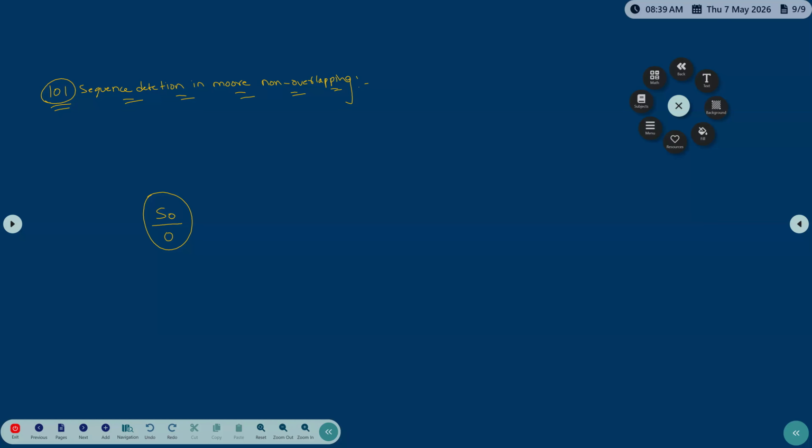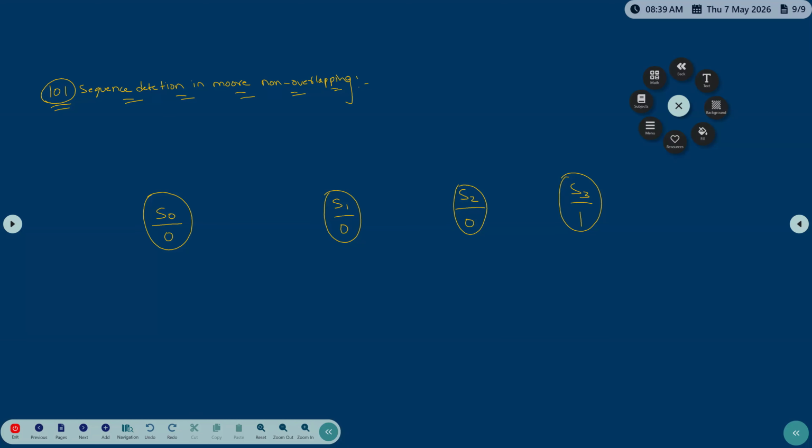Next, S1 by 0, S2 by 0. Next, S3 by 1. Here the sequence is detected. 4 states will come. Previously we saw only 3 states for 3 bits. Now we will see 4 states.